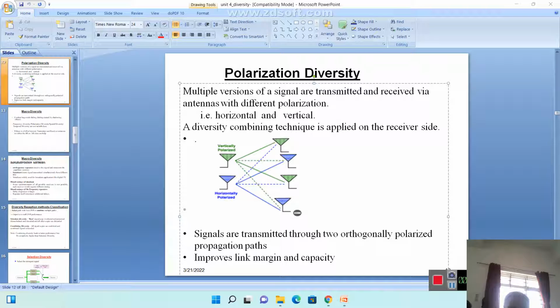The diversity combining technique is applied on the receiver side. Whatever the output may be, we are going to see that output only on the receiver side. The input, we see on the transmitter side. The signals are transmitted through two orthogonally polarized propagation paths, improving link margin and capacity.